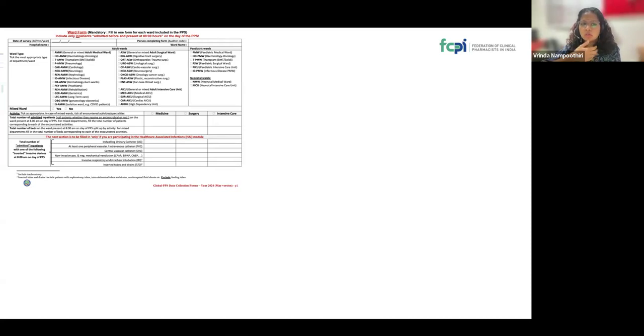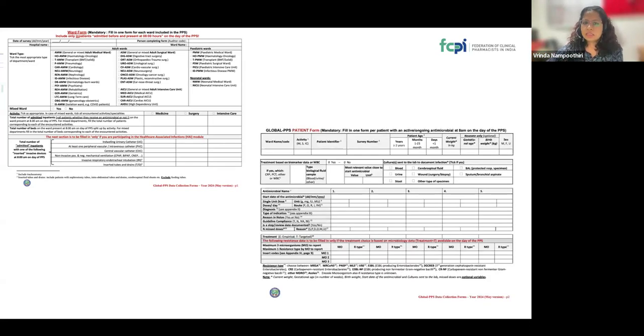So for those who are having urinary catheters, IV catheters, and other drains and tubes, you collect the data on those numbers as well. The next is the patient form, wherein you collect basic patient demographic details, and in addition to that, you also have the biomarker details of the infection biomarkers, as well as cultures in the same form. Also, the antibiotic details are included, everything in one form.